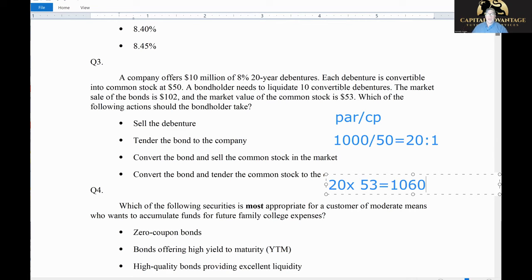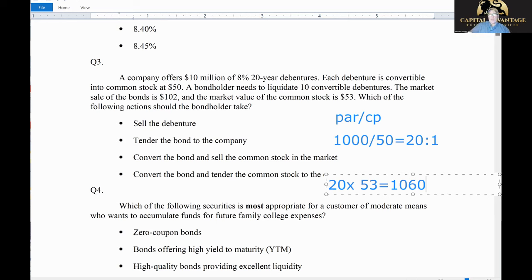So I look at this and go, okay, if I convert it, I get 1,060 versus selling it for 1,020. And all this person wants to do is sell it, get rid of the bonds and all this stuff. So 1,060 is the better choice because it pays them more. Hope that helps a little bit. Now we have more to do. We're going to do more convertibles.